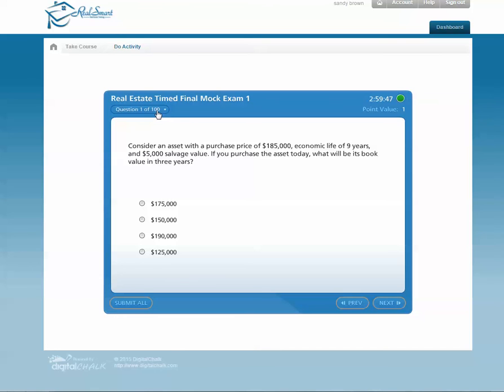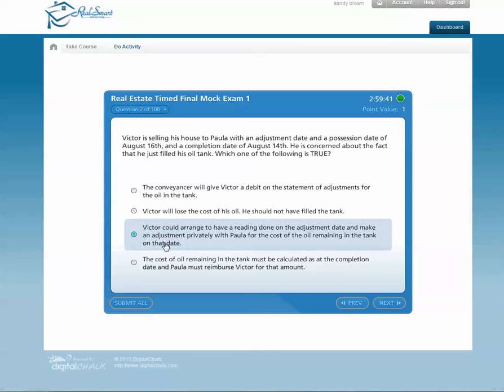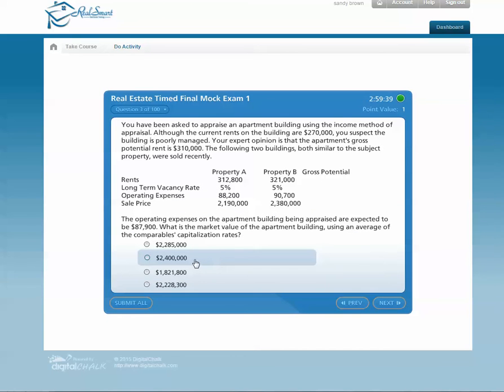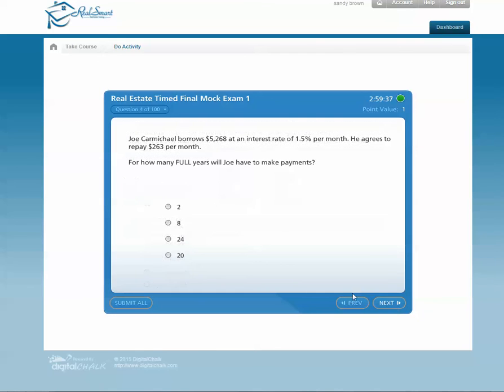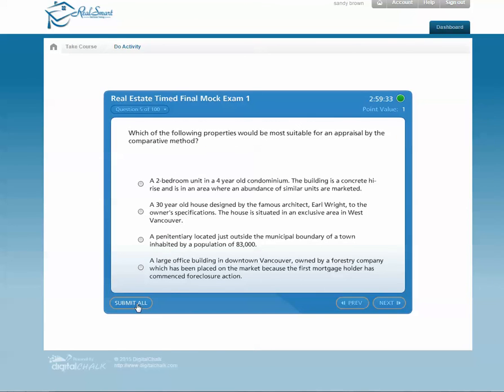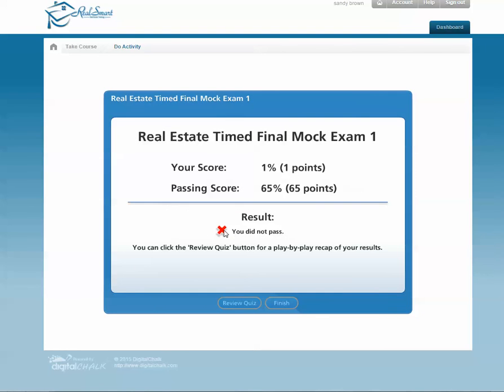So here is a series of 100 questions. It's a combination of math, of law, and they just come along, they answer it. I'm just grabbing answers here. So they just keep doing this until they have finished all 100. When they have finished all 100, then they just hit submit all. It gives you your score.